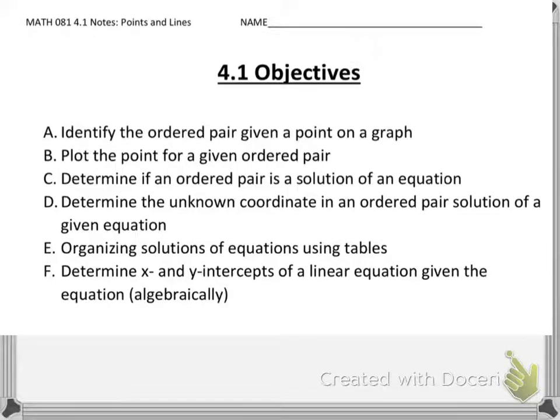Welcome to this video on Math 081, Chapter 4, Section 1, Points and Lines. In previous videos, we have accomplished objectives A through D. In this video, we are going to learn how to organize solutions of equations using tables.